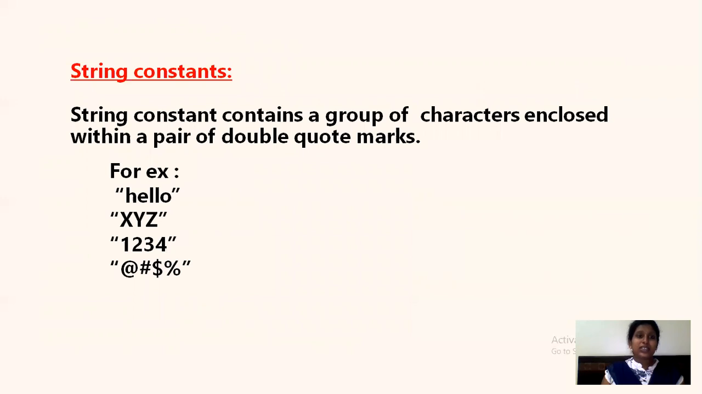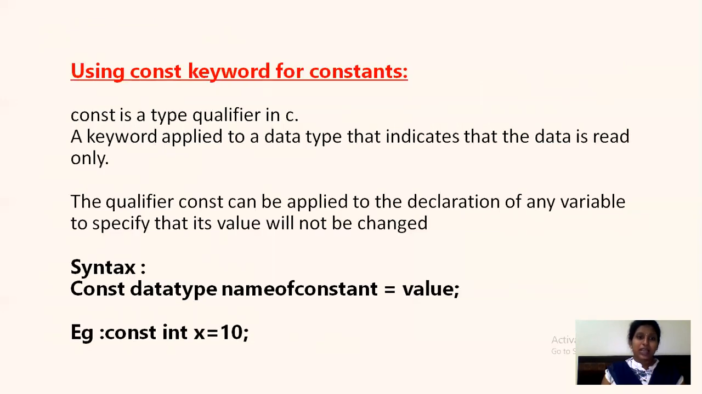Then what are string constants? A string constant contains a group of characters enclosed within a pair of double quote marks. If we have a word in double quotes, then we represent it as a string constant. "Hello", "XYZ", "1234". All these are nothing but examples of your string constants.